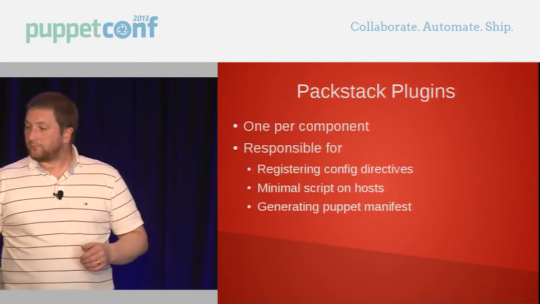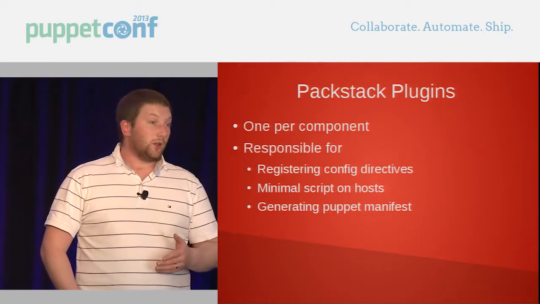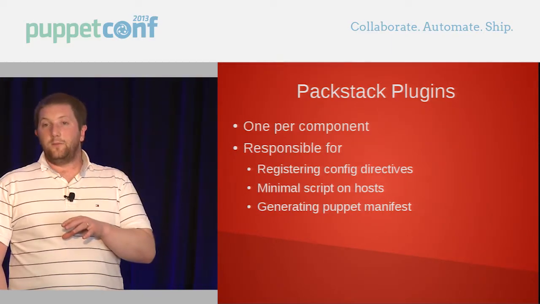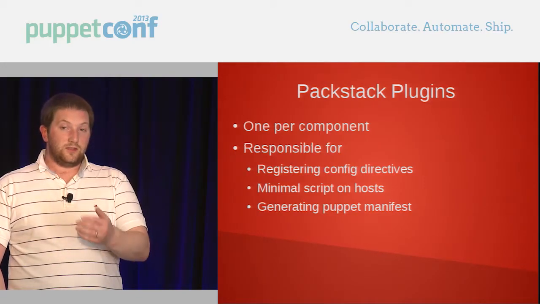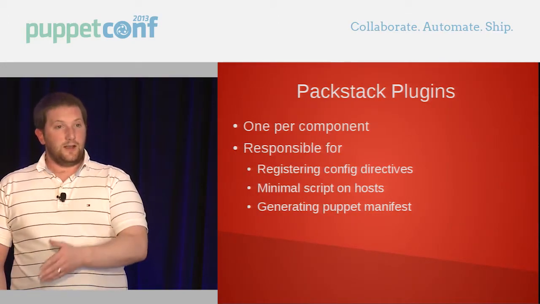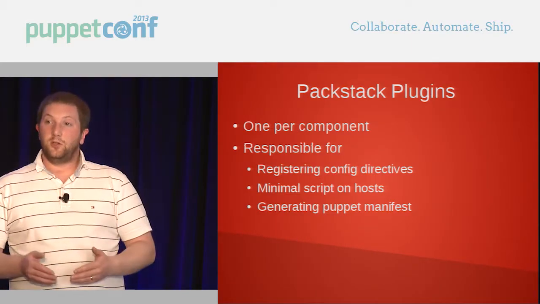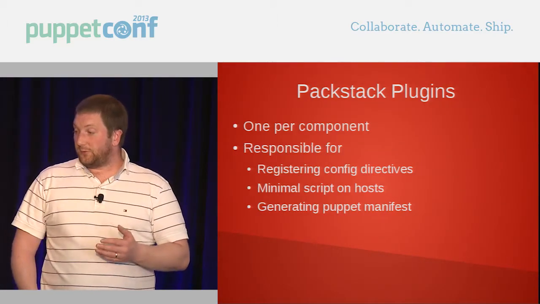Internally then, Packstack has a number of plugins, and we've one plugin per component that we install. So in the OpenStack world, Keystone is the identity service, Glance is the image service, Nova is the compute service. So each of those has a separate plugin inside Packstack. And the plugins are responsible for a number of things.